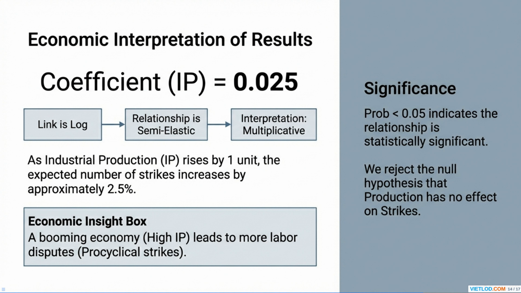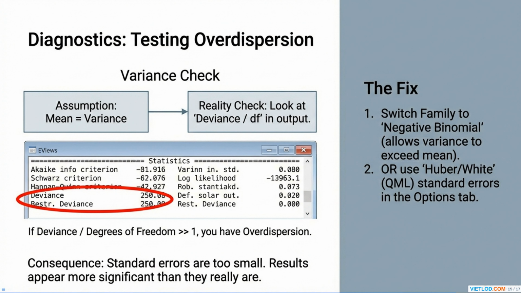In other words, during periods of a booming economy characterized by high industrial production, labor tends to have greater bargaining power, which can lead to more labor disputes and, consequently, more strikes. Furthermore, the statistical significance of this relationship is very strong. With a probability or p-value less than 0.05, we confidently reject the null hypothesis that industrial production has no effect on the number of strikes. This confirms that our findings are not due to random chance. With this interpretation in hand, we need to ensure our model is robust and reliable, which leads us to perform crucial diagnostic checks, particularly for overdispersion.